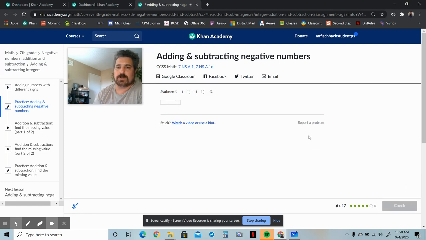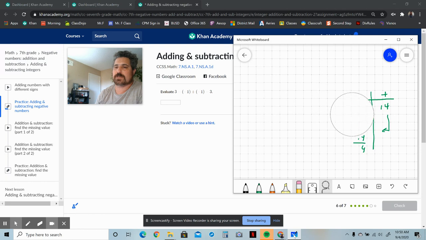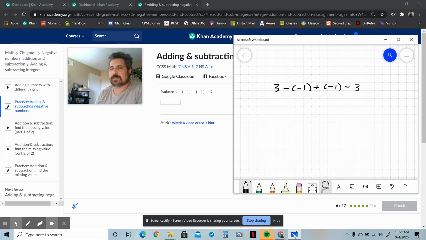Next question, we're going to do 3 take away negative 1 plus negative 1 minus 3. So let's go and erase all this fun stuff. And we'll start again. This time the problem is 3 take away negative 1 plus negative 1 minus 3. It's got a lot of the same values, so I'm thinking they're probably doing that same thing where they're kind of trying to trick us with values. So I'm looking for subtraction.